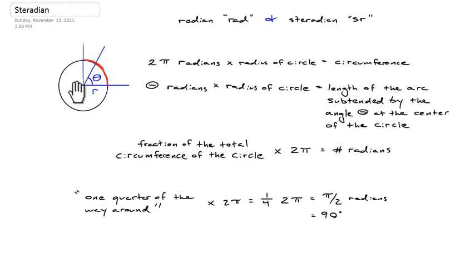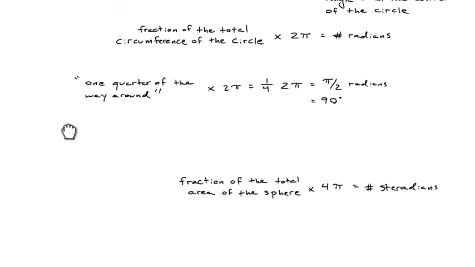The analogy between a radian and a steradian is that we're going to go from a 2-dimensional concept to a 3-dimensional concept. So instead of looking at the fraction of the total circumference of a circle and multiplying that by 2 pi, we're going to look at the fraction of the total area of a sphere and multiply it by 4 pi. And just as we got radians in the 2-dimensional case, we'll come up with the number of steradians in the 3-dimensional case.